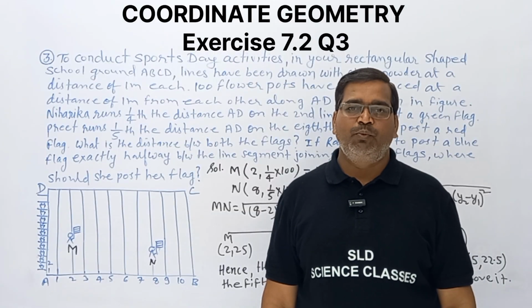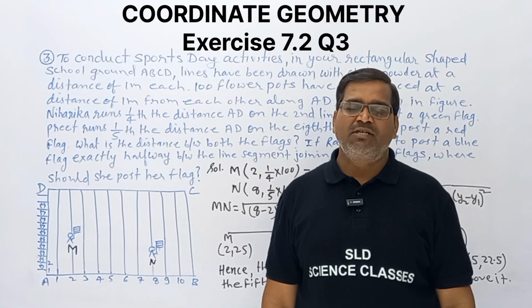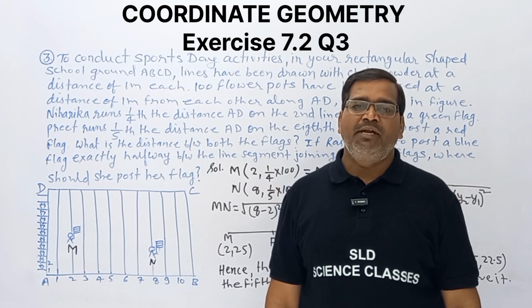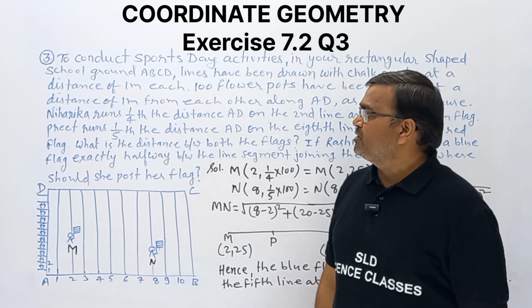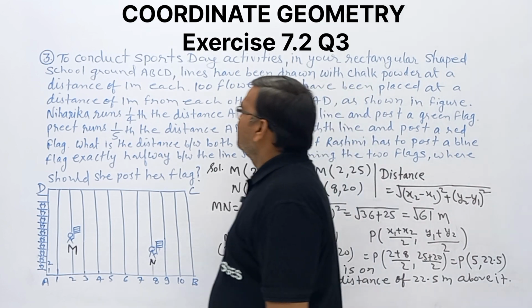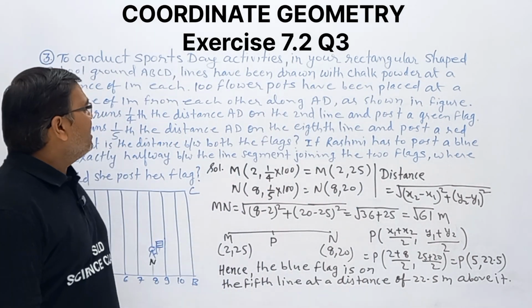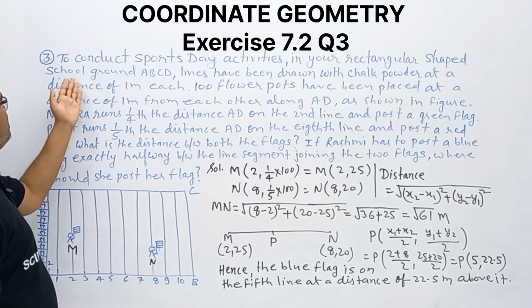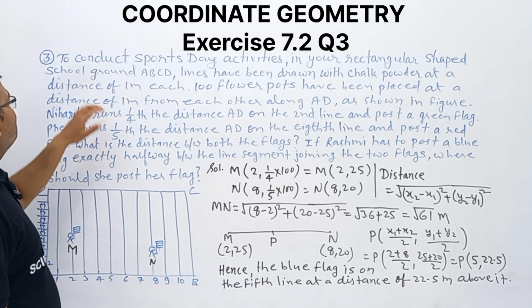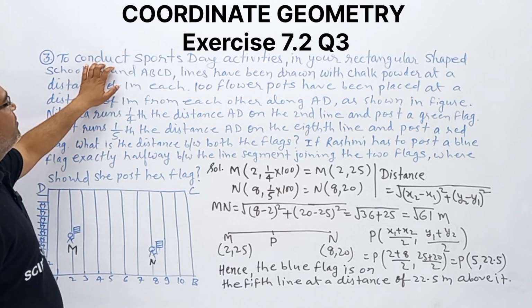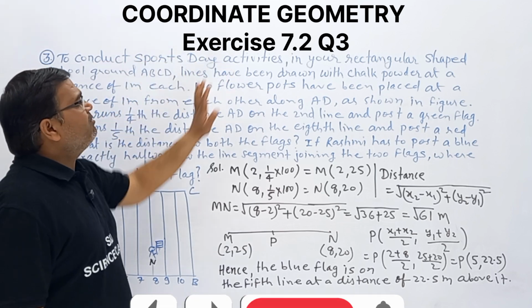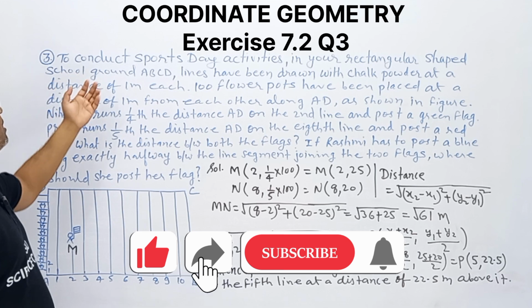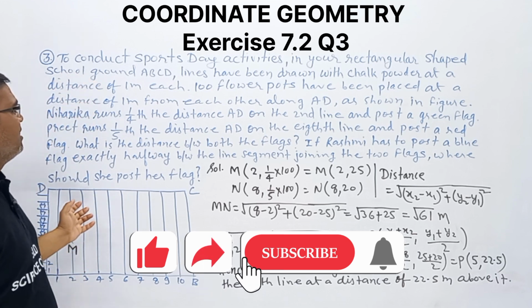In this class, we are going to discuss question number 3, exercise 7.2, coordinate geometry. Observe this question. To conduct sports day activities in your rectangular shaped school ground ABCD. What? We are conducting sports day activities in a rectangular shaped school ground ABCD.